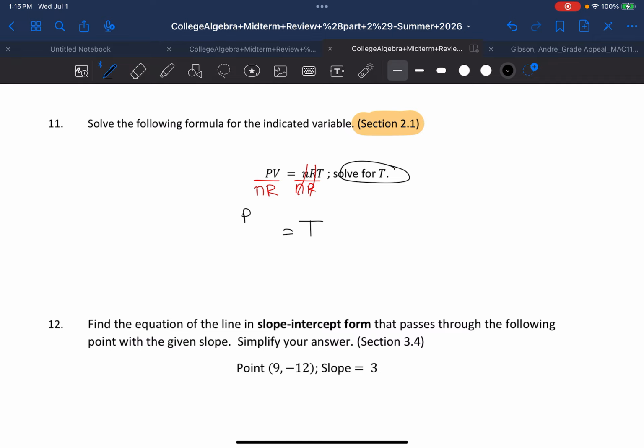And this is just equal to P times V divided by N times R. And that's it. I can't do anything else because I don't know what any of those letters are. But I did solve for T because I got it by itself.